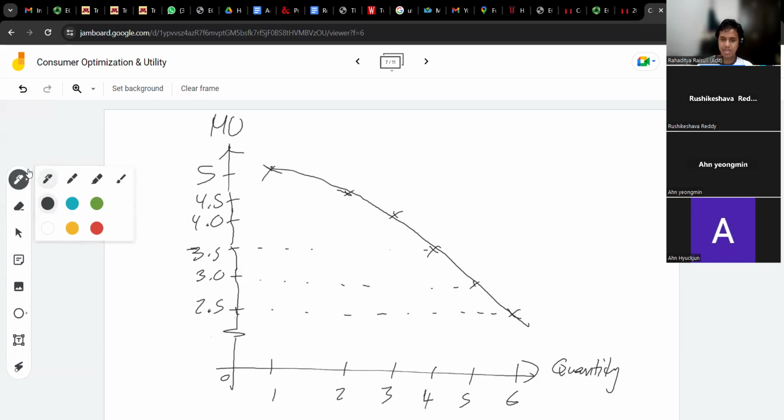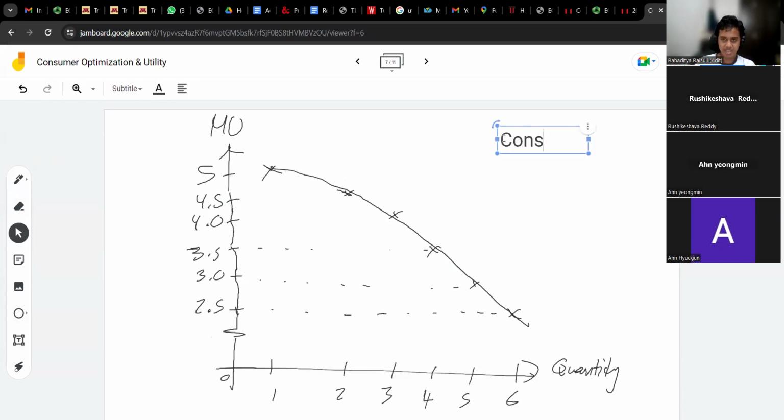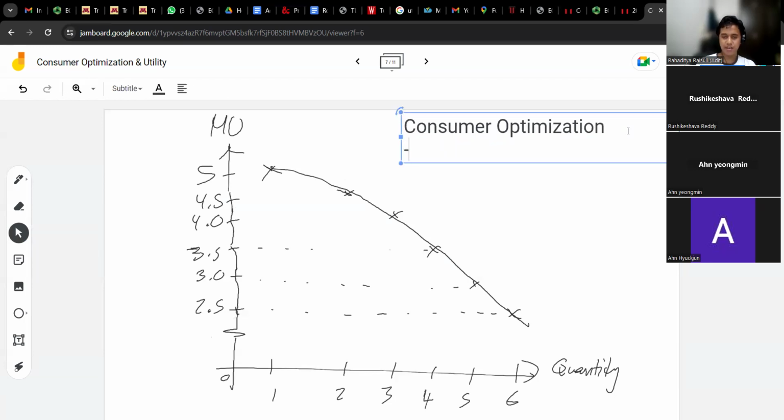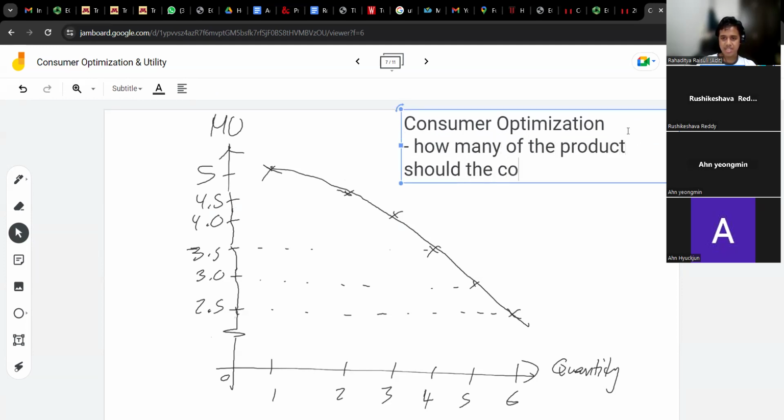So let's talk about this. This is what we call the marginal utility curve. And the most important thing about it is you have to know what we know as consumer optimization, because this is the part that confuses most people. So consumer optimization, let's talk about that. Consumer optimization is basically how many of the product the consumer should buy.